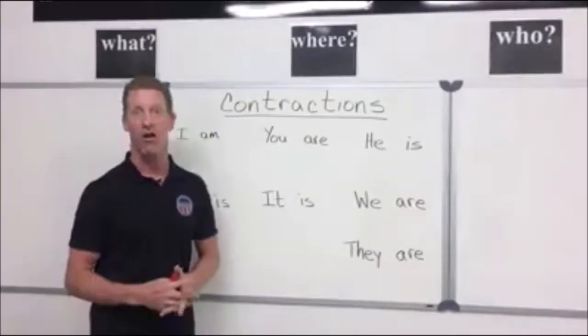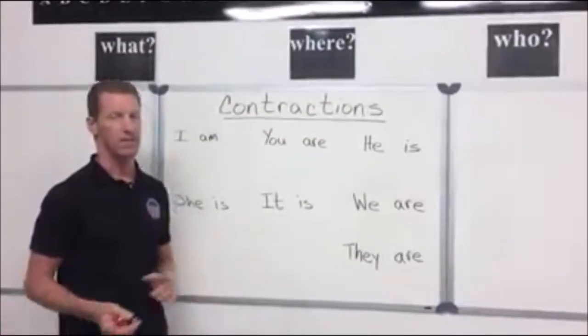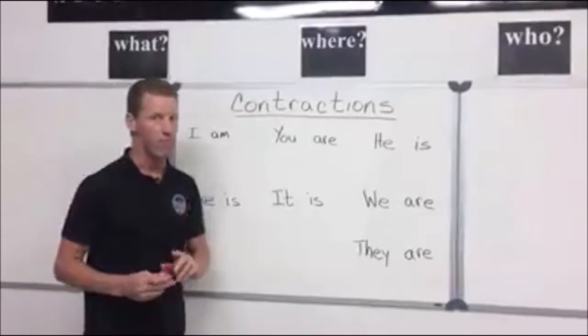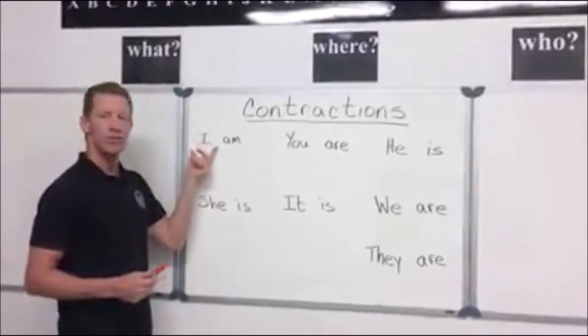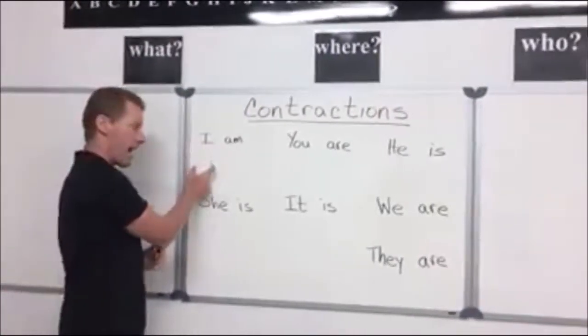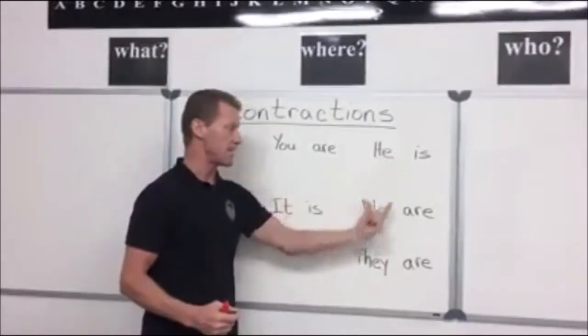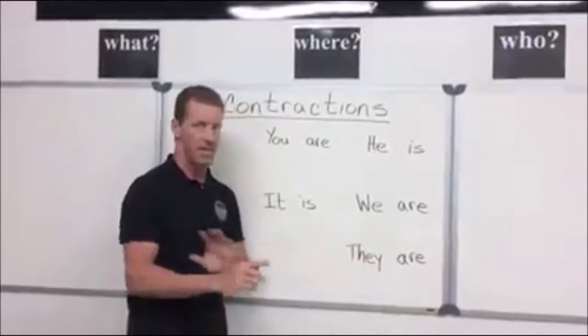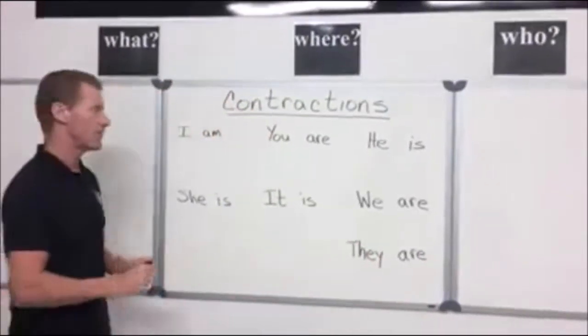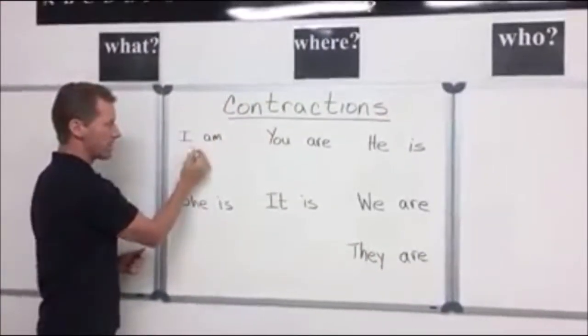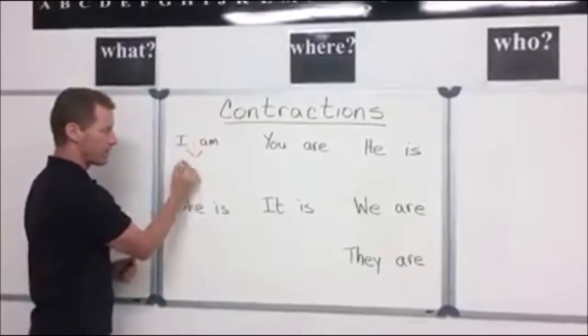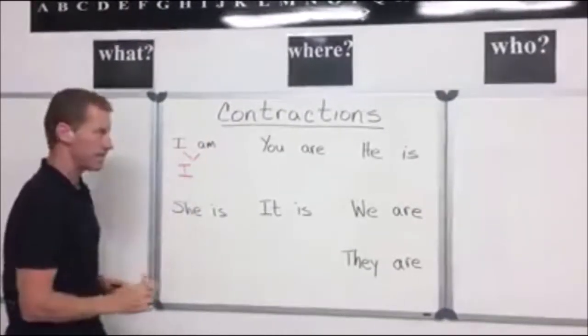Contractions in English are very easy. The most important thing to remember: never change the subject. I, she, you, it, he, we, they. They never get changed. So for example, I, the contraction, bring down the I.